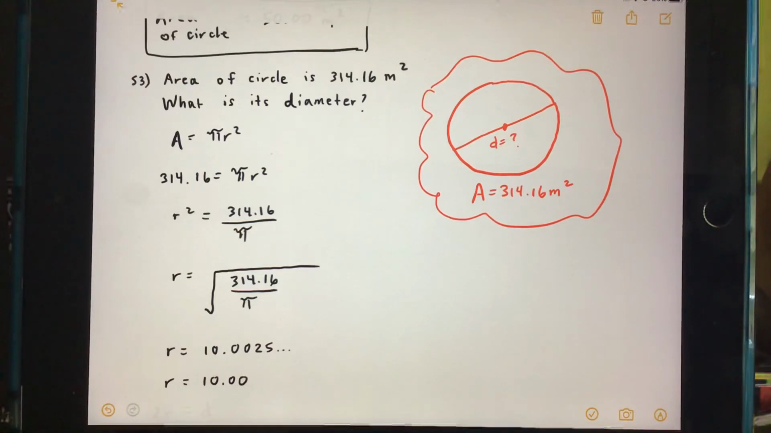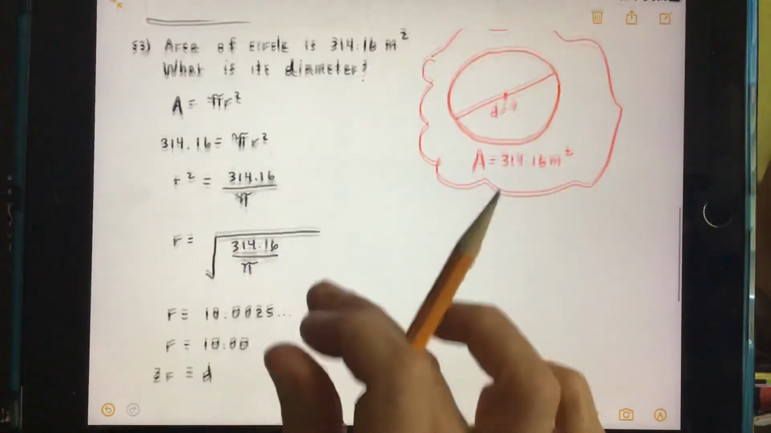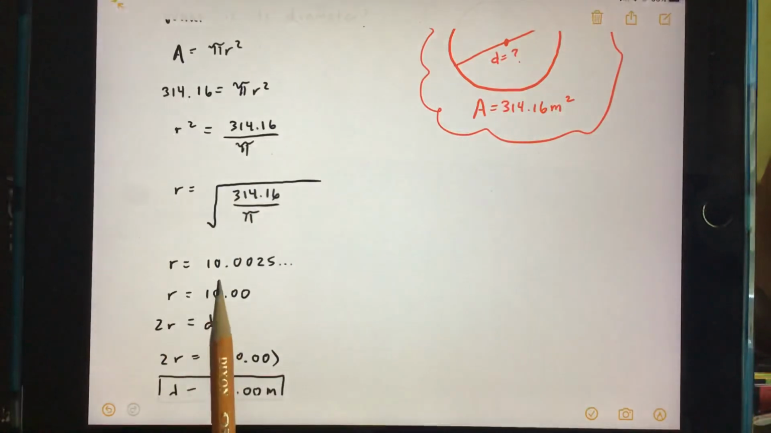So to figure out my radius, I have to plug into my calculator the square root of 314.16 divided by pi. You can do all this in one step in a more advanced calculator, or you can take 314.16 divided by 3.14 and then take the square root of that answer. That's going to give you that the radius is 10.0025 and some other digits past that. That will round off to 10.00 to the nearest hundredth.